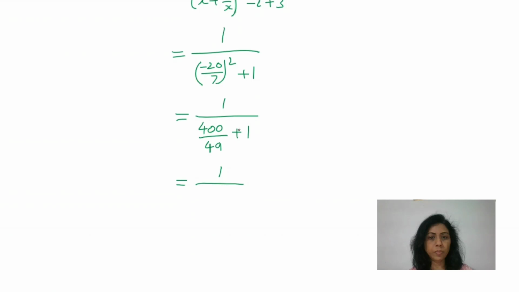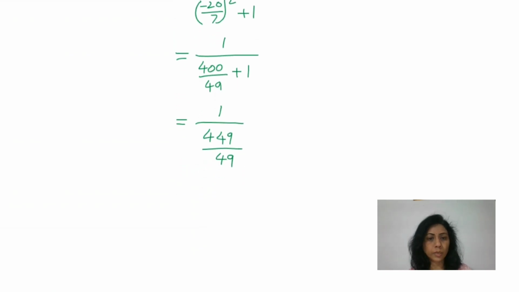So 400/49 + 1 is 449/49. And when we take the reciprocal, we get 49/449. And this is the answer.